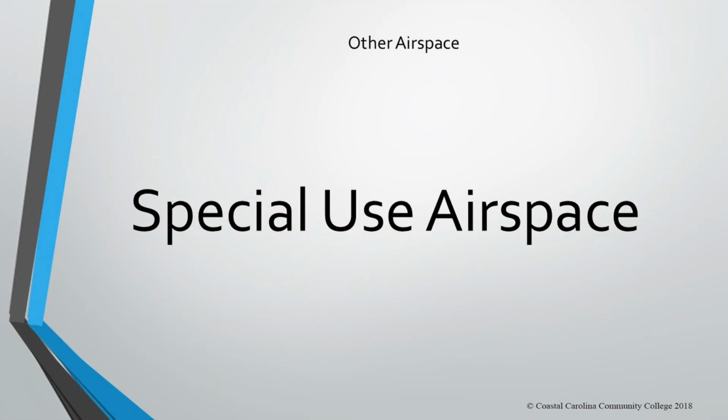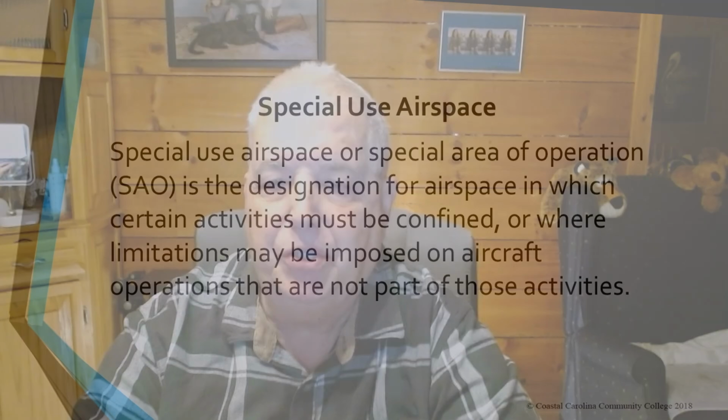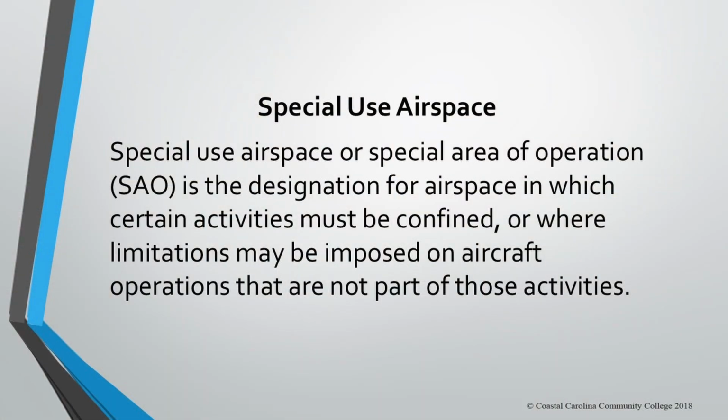Now, the next subject we need to cover is special use airspace. So the next subject I want to cover with you is something called special use airspace. This is areas of operations with a designation in which certain activities must be confined or where limitations may be imposed on aircraft operations that are not part of these activities.